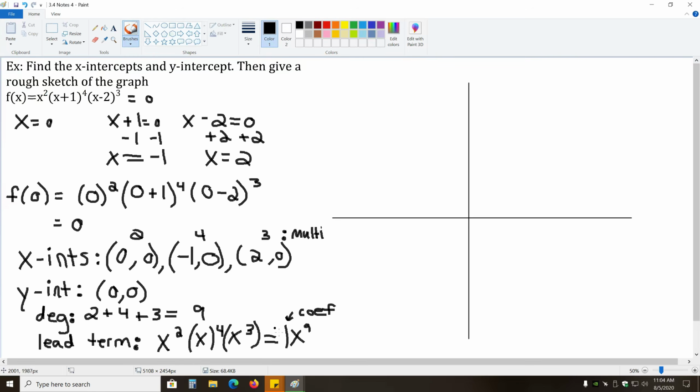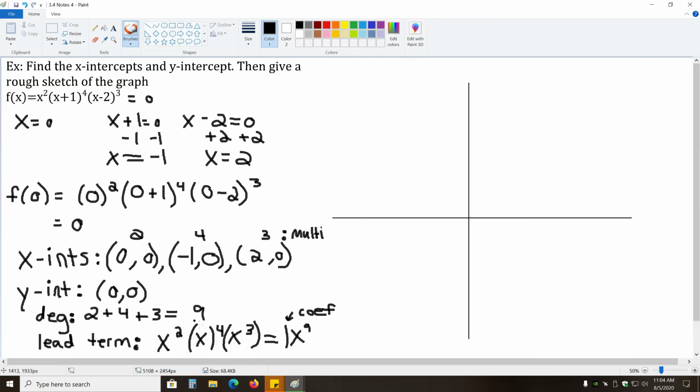The degree already took care of this 9, but we just had to make sure what lead coefficient we had here. You should always make sure to go through it this way, because sometimes you might have something like -x minus 2 to the 3rd power, and that could cause this lead coefficient to be negative, for instance. So make sure you always multiply all of these out when you're finding your lead coefficient.